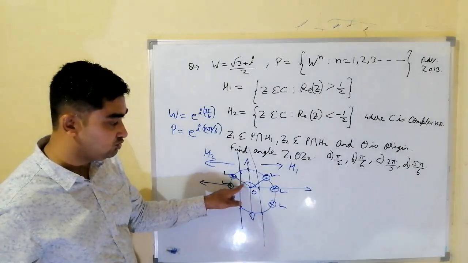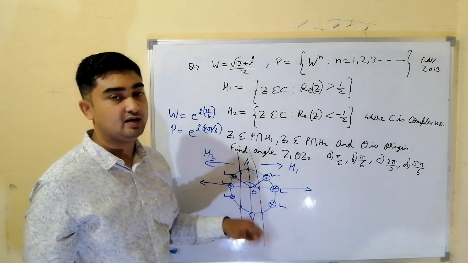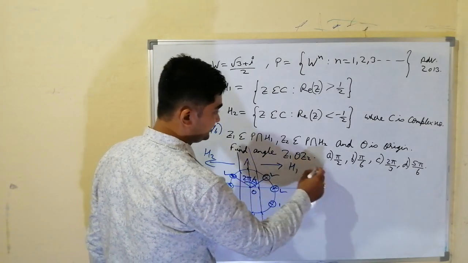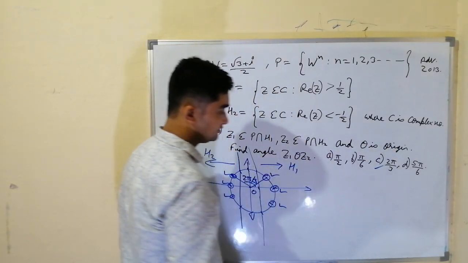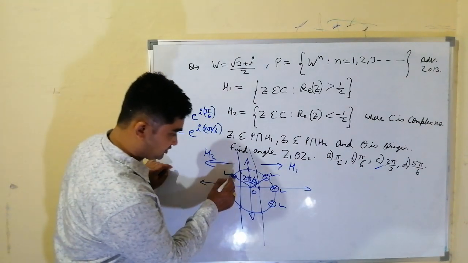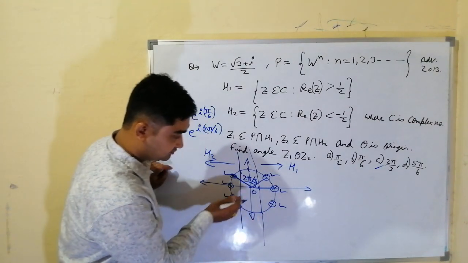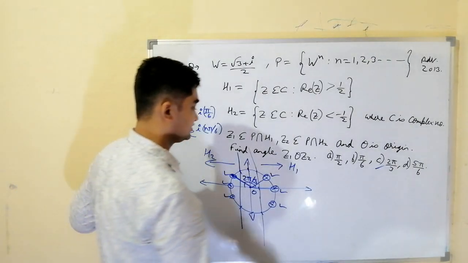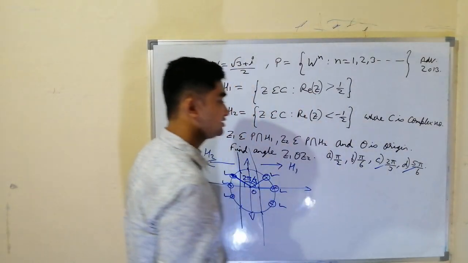This total is pi by 2. This is pi by 6, pi by 6. Pi by 2 minus pi by 3, which is 2 pi by 3. So this is 2 pi by 3. So 2 pi by 3 can be the answer. Another possibility is this, which is pi minus pi by 6, which is 5 pi by 6. So 5 pi by 6 can be the answer.